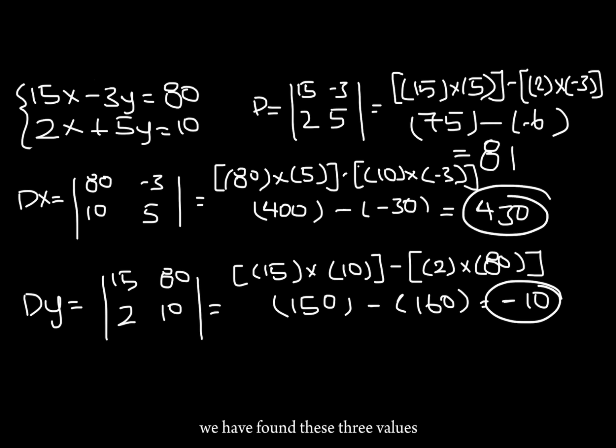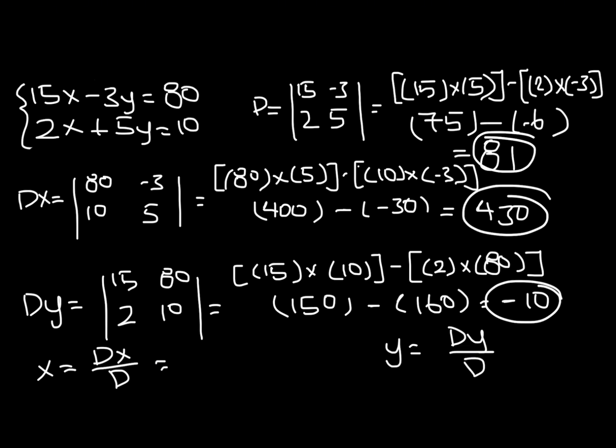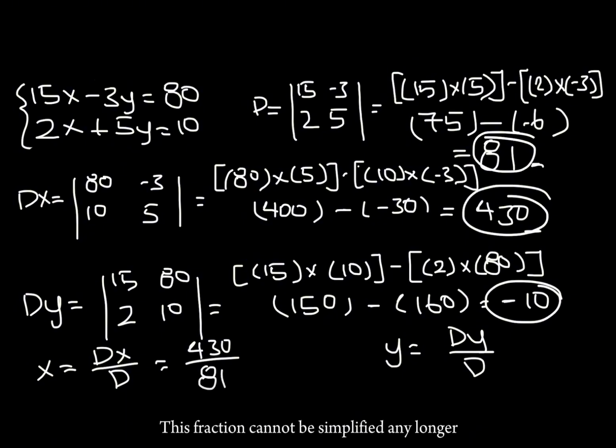We have found these three values, which will help us find the value of x and y. In order to find x, we take dx and divide it by d. And in order to find y, we take dy divided by d. All right, dx is 430 divided by d, which is 81. This fraction cannot be simplified any longer, therefore this is the value of x.